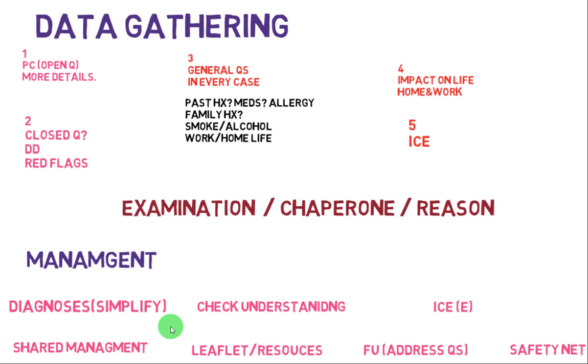And then make sure it's a shared management plan. For example, if the patient has depression and you have a few options for treating depression, you can tell him, Mr. Smith, to help you with your mood, we have a few options to offer. We can give you medication, which can help to balance the chemicals in your brain. Would you prefer that? Or we have a counseling service. We can help you with counseling sessions or counseling therapy. Which one do you think will be better for you? Which one suits you?